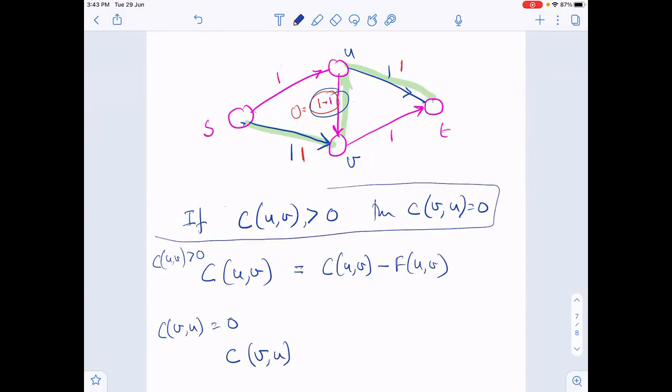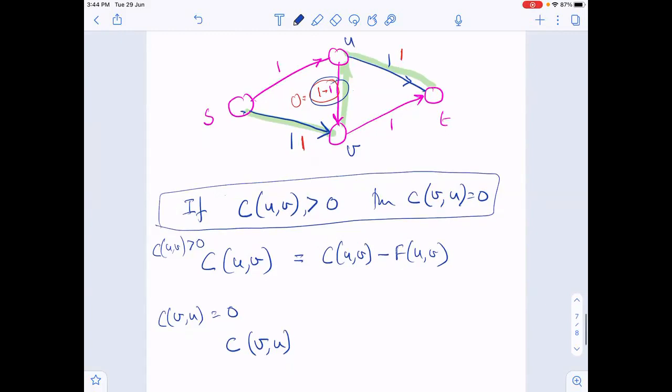Let's start with this, because this is not something that you need, but it will make your life simpler. You'll be able to understand it better. So capacity of vu equals 0. There is no edge going from v to u. To start with, there is no edge from v to u.